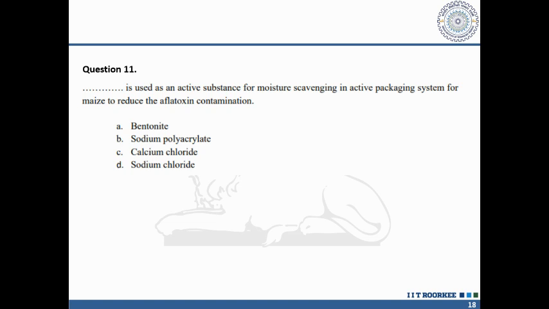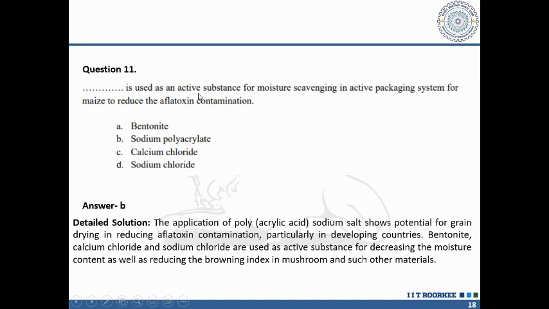Okay, I think we will go faster now. Sodium polyacrylate is the material used as an active substance for moisture scavenging in active packaging for maize to reduce aflatoxin. The polyacrylate salt shows potential for grain drying and reducing aflatoxin contamination, particularly in developing countries. Bentonite, calcium chloride, and sodium chloride are used as active substances for decreasing the moisture content as well as reducing the browning index in mushrooms and such materials.